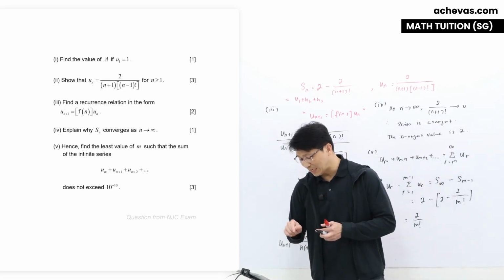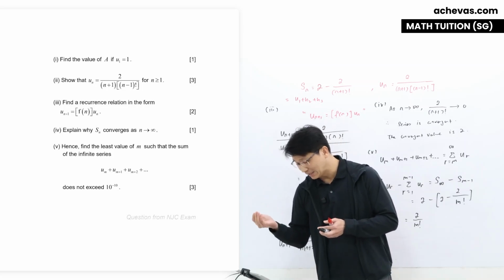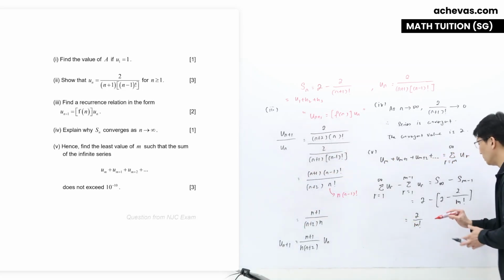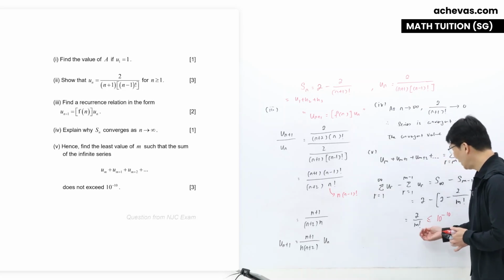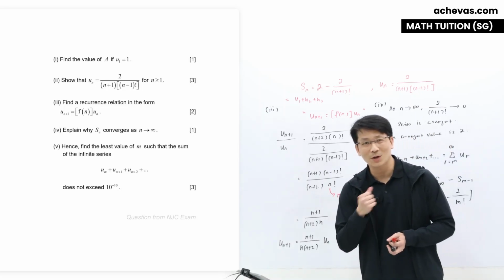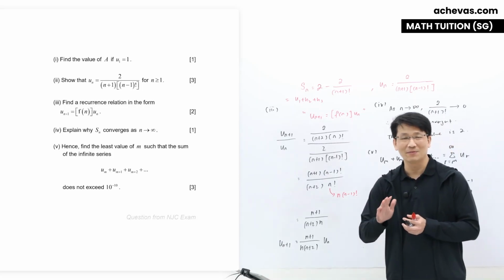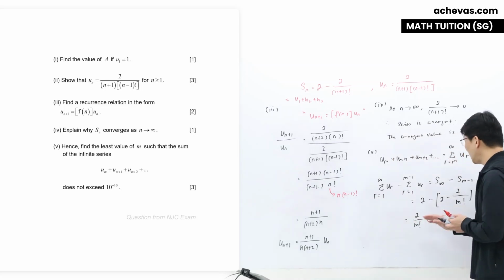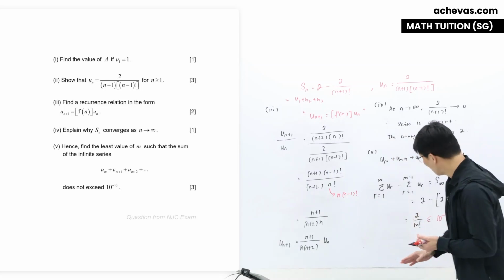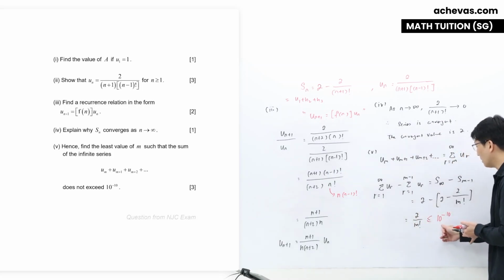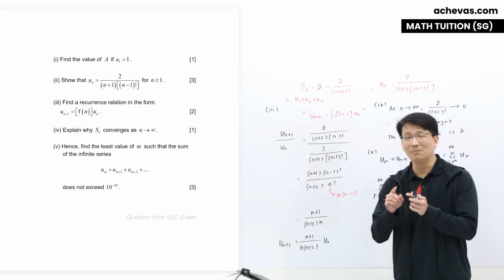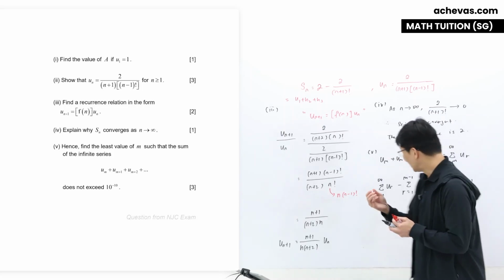The question says that this does not exceed 10 to the power of minus 10. So that means I want this result to be less than or equal to 10 to the power of minus 10. We can make use of our GC to solve this. Specifically, we can use the table from the GC because what we are solving for is an integer unknown, so using the table is definitely much faster. We can either key in y1 with this equation, y2 with this equation, and do a comparison. But when we are looking at numbers like this, the values may be messy and confusing. There's a trick that we can do.